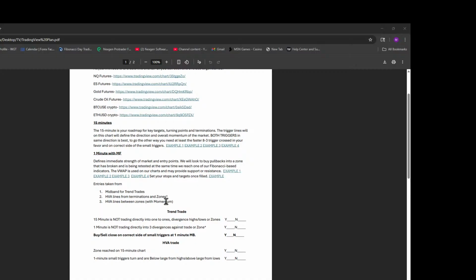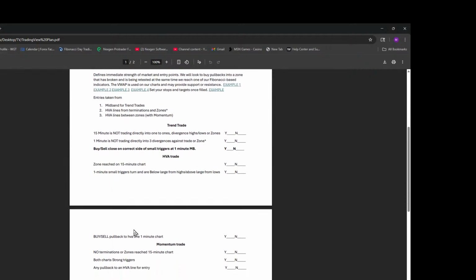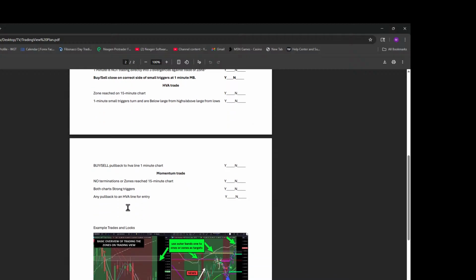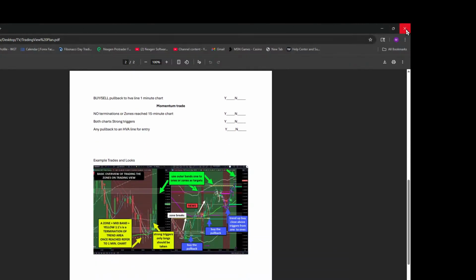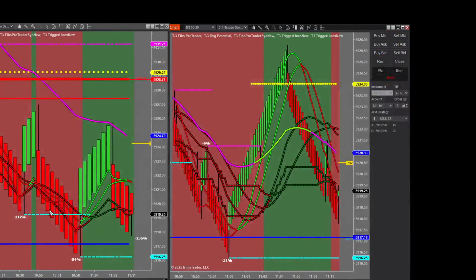Look to buy pullbacks into a zone that's broken and being retested. Entries where they can be taken from, and then guys, checklists for the trend trade, for the HVA trade, for the momentum trade, some example trade looks. So now you've got that. What am I looking at? How am I going to put it together to create a trade?